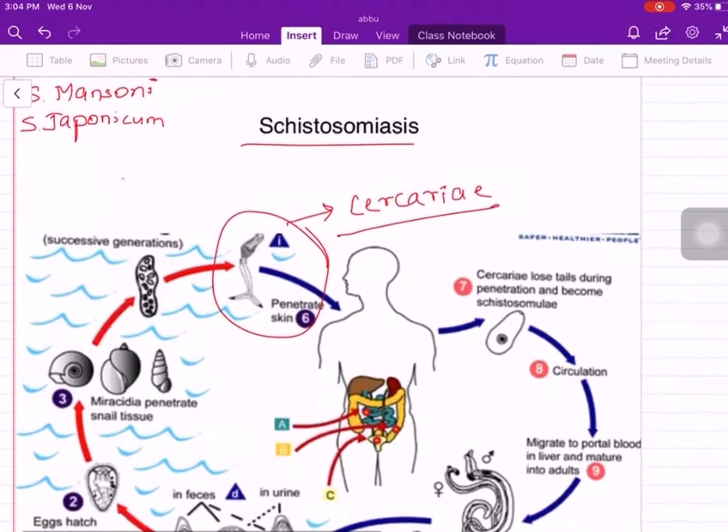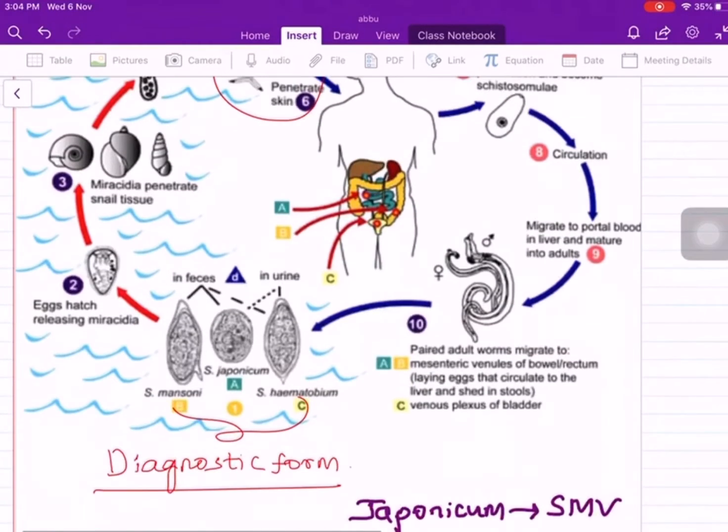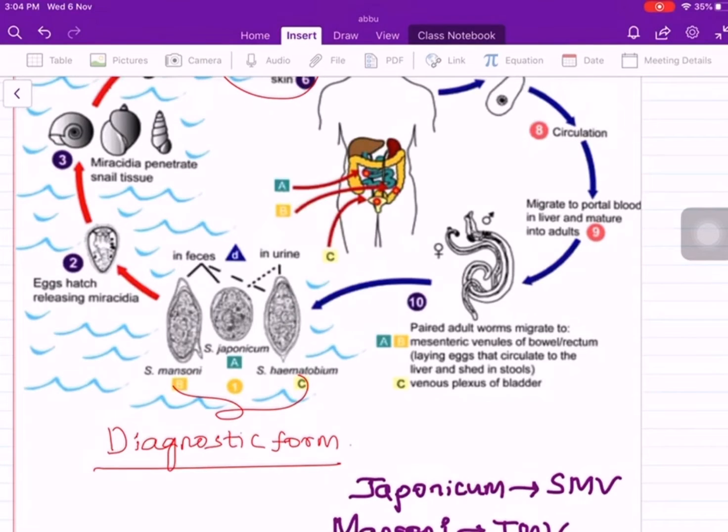Cercariae are the infective forms of Schistosoma, and the diagnostic forms are the eggs. In the eggs, we have to know that the lateral spine is for Schistosoma mansoni, knob is for Schistosoma japonicum, and terminal spine is for Schistosoma haematobium.